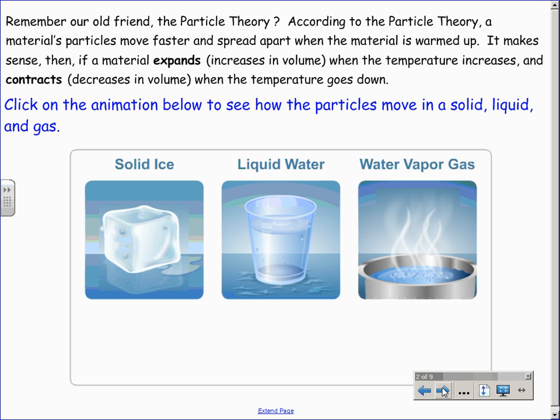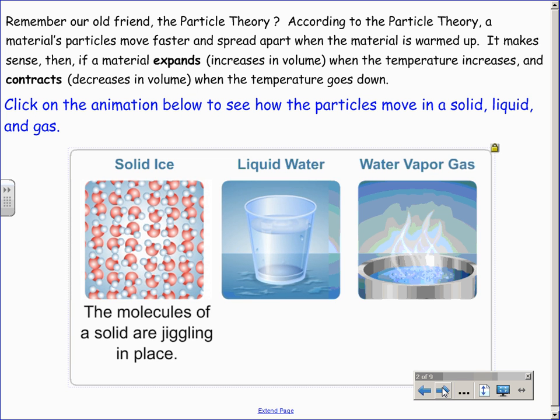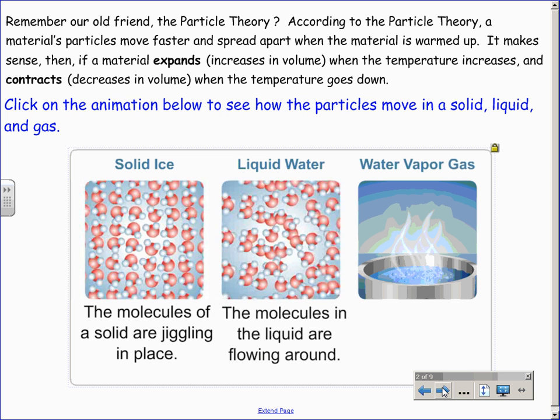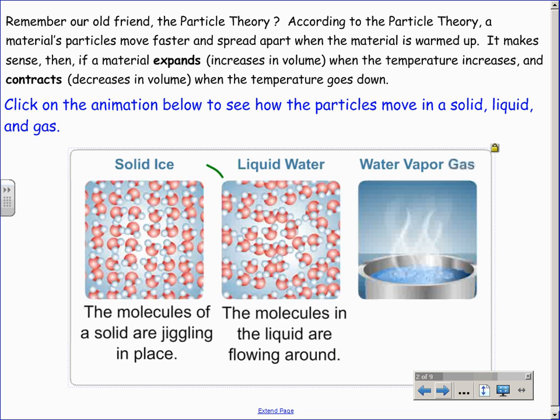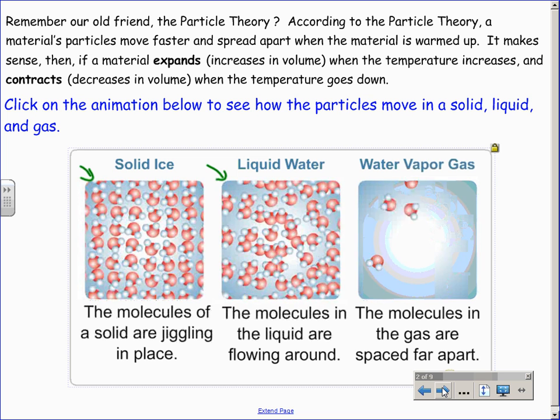Let's click on these and see how the particle theory moves in a solid, liquid, and gas. So I'm going to start with solid ice. The molecules of a solid are jiggling in place. Not a lot of movement, stuck close together. How about in liquid water? Molecules in the liquid are flowing around. So as we can notice, there's more movement here than there is here. All right. How about water vapor, gas? Lots of movement. The molecules in the gas are spaced farther apart.